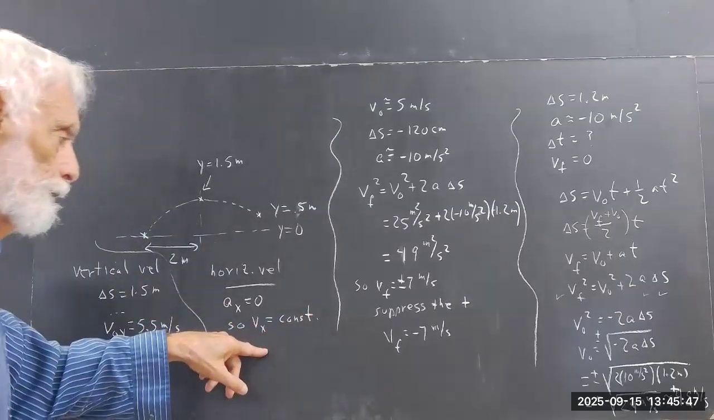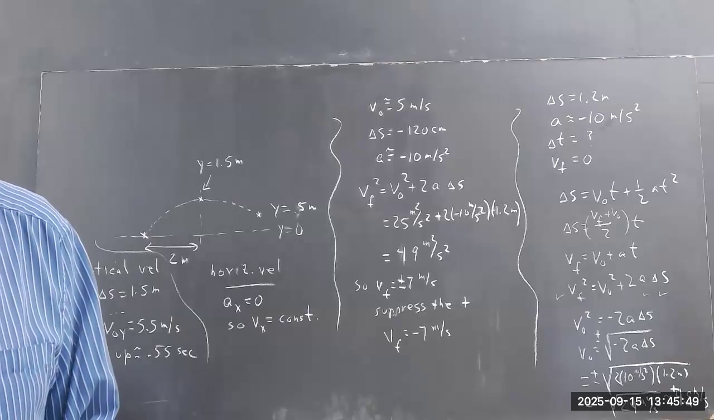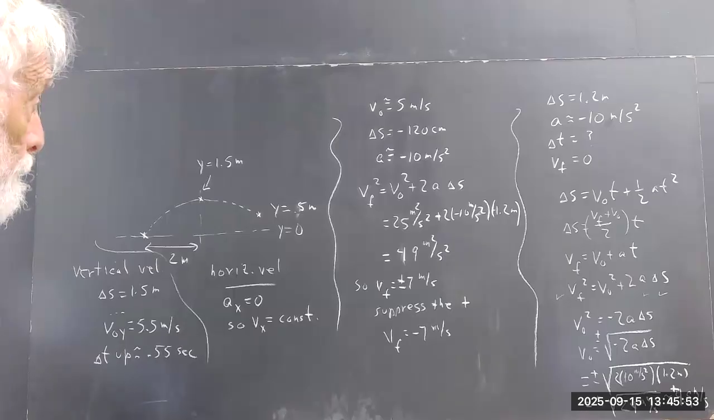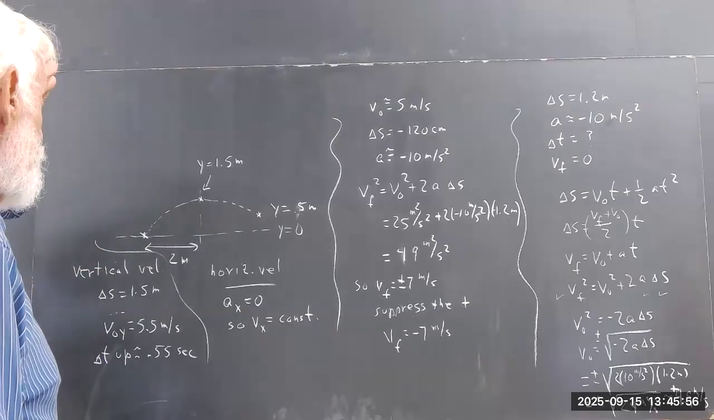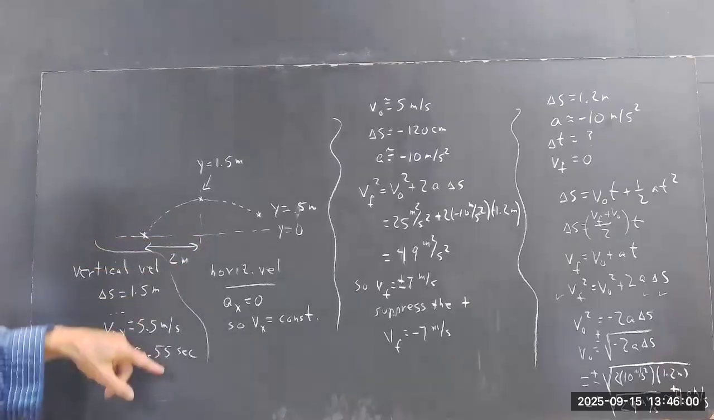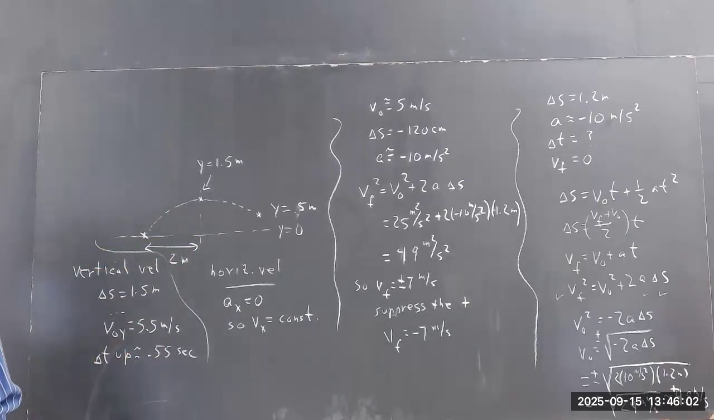If your acceleration is 0, your x velocity is constant. Okay, well, that means in the x direction, this thing moved 2 meters in 0.55 seconds. That makes sense?